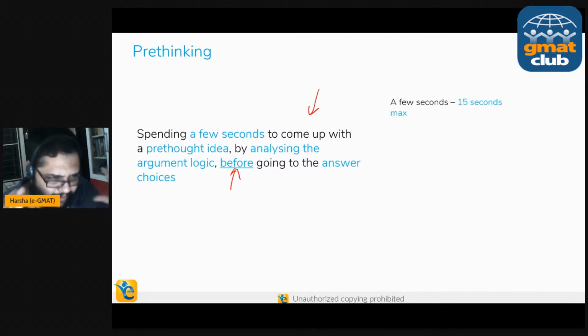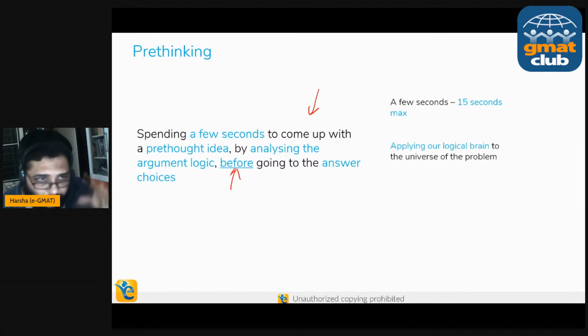Again, a few aspects about pre-thinking that you should know. It's not meant to be done in minutes. On the real exam, it's meant to be done in seconds. You cannot do pre-thinking for 2 minutes and then expect to do well in CR. No. Once you have understood the argument, pre-thinking is a matter of maximum 15 seconds. And in a lot of cases, you won't even take that much time. So I hope that point is clear.